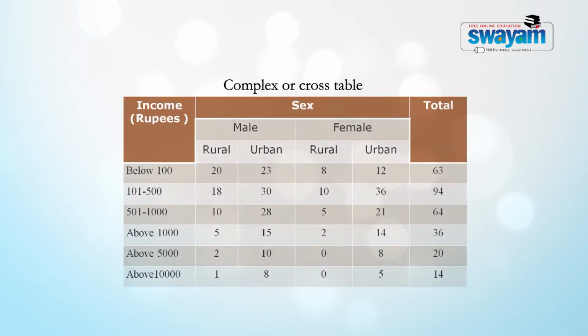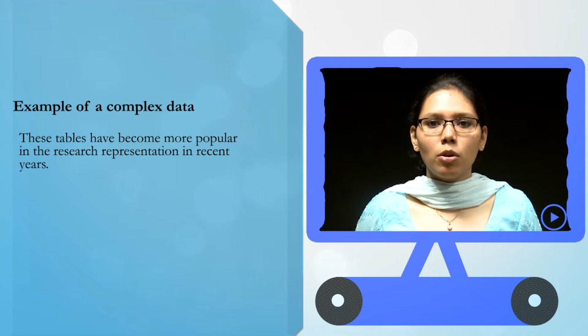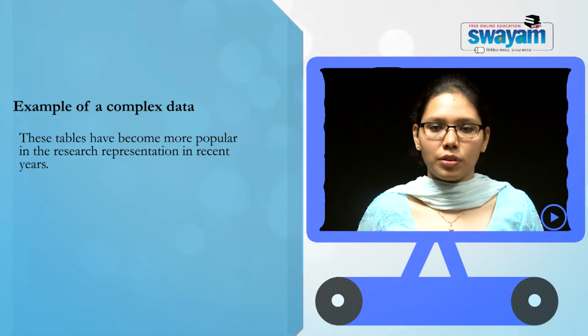Coming to the next type of table, the complex table. Following is an example of a complex table, or multivariate table. They have more than one variable, as in this example, income and sex of the population studied are the variables. These tables have become more popular in recent researches.